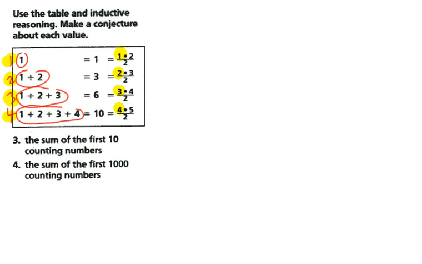What they were hoping that you'd see based on that pattern is if you have 10 counting numbers, all you have to do is take that number, multiply it by the number 1 larger than that, and then just divide that by 2. So 10 divided by 2 is 5. 5 times 11 is going to give you 55.